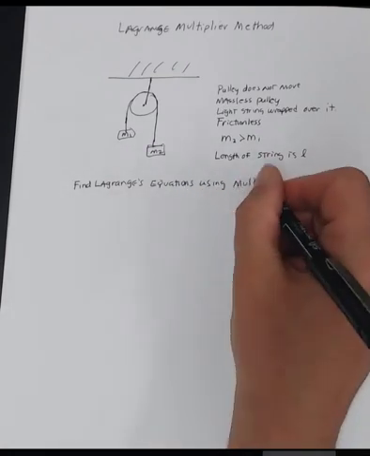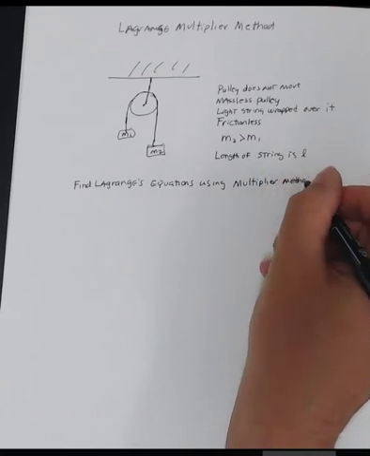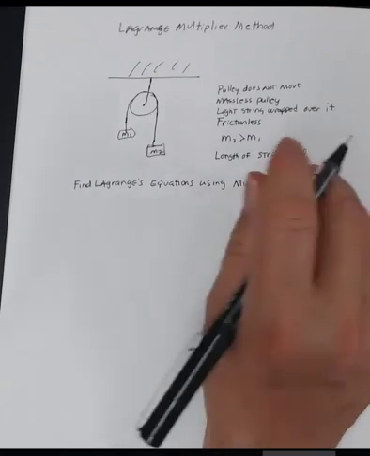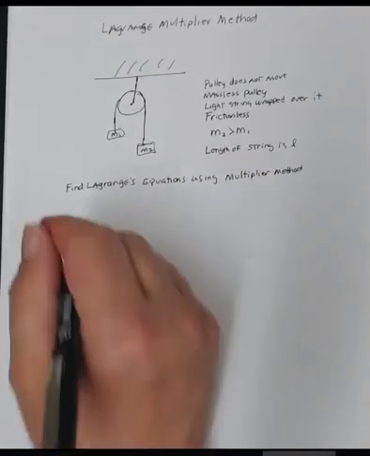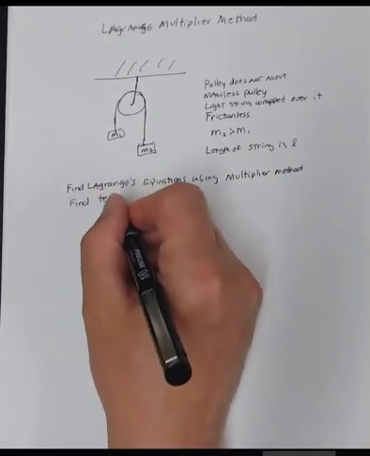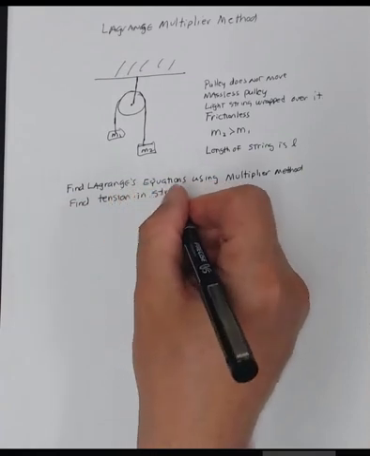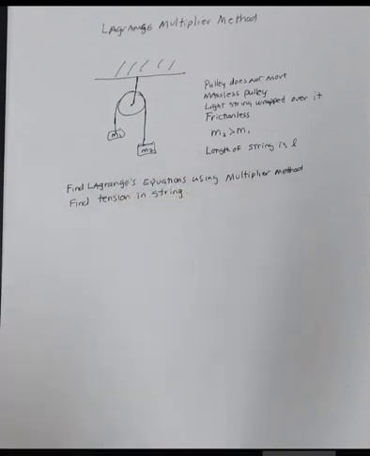Using the multiplier method, I want to find the tension in the string. That's going to be one of my generalized forces. So this is why you want to use the Lagrange multiplier method if you actually want to find out what the forces are, or the torques.